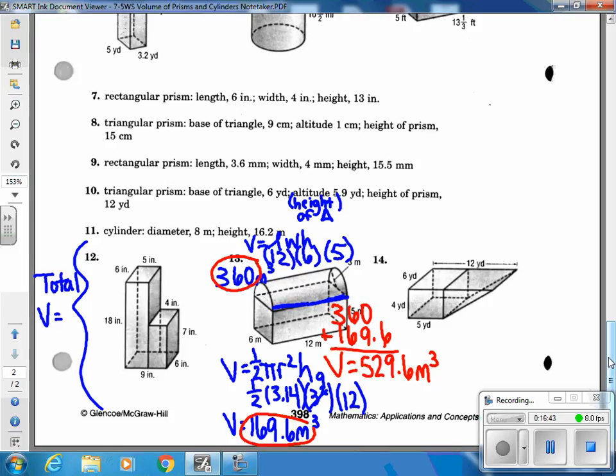All right, so your job is to complete all the problems on this back side that I did not do with you and come to class with answers ready to check and see what volume questions you have from this group of shapes.